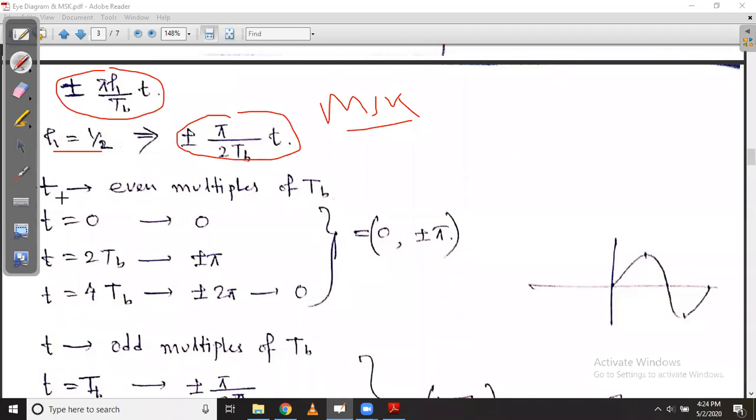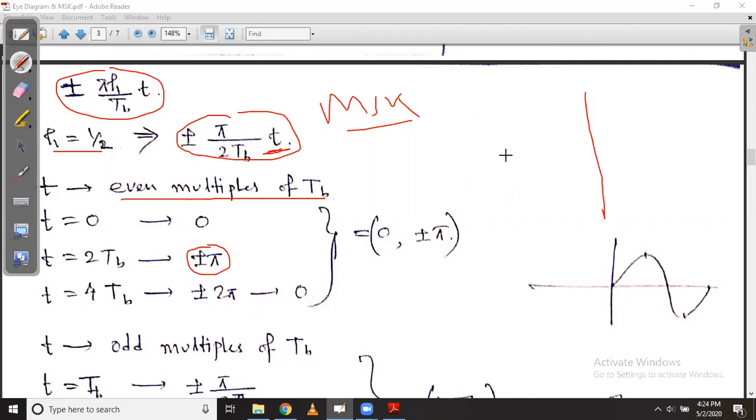If t is an even multiple of T_b, that means 0, 2T_b, 4T_b, 6T_b, like this, then you put the value of small t here. So for 0, the whole thing will be 0. For 2T_b, it will be pi, that means plus minus pi. For 4T_b, it will be 2 pi. So 2 pi means again it will be 0.